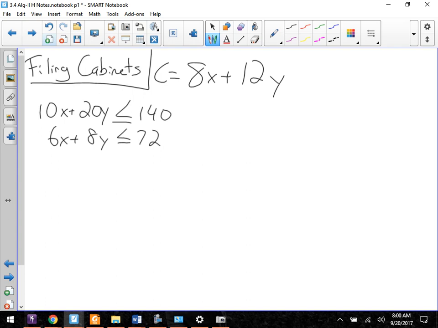Obviously, this is a first quadrant problem. Can't have negative cabinets and/or things.